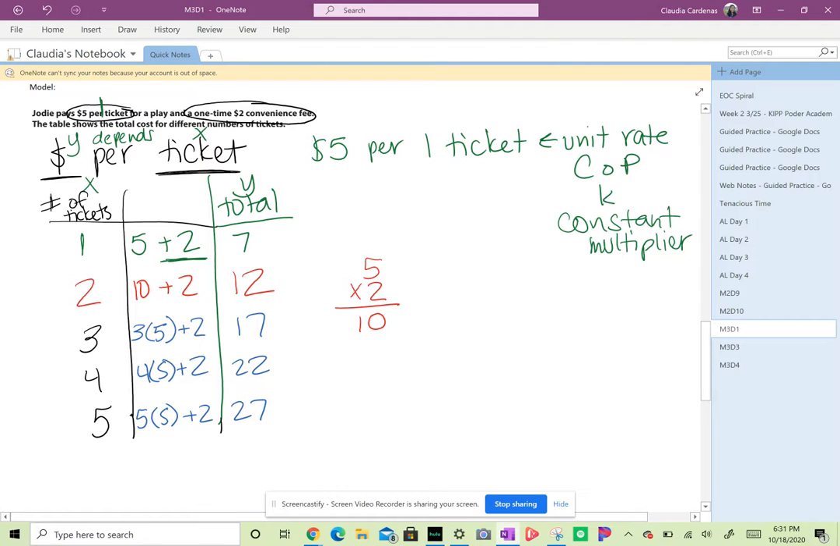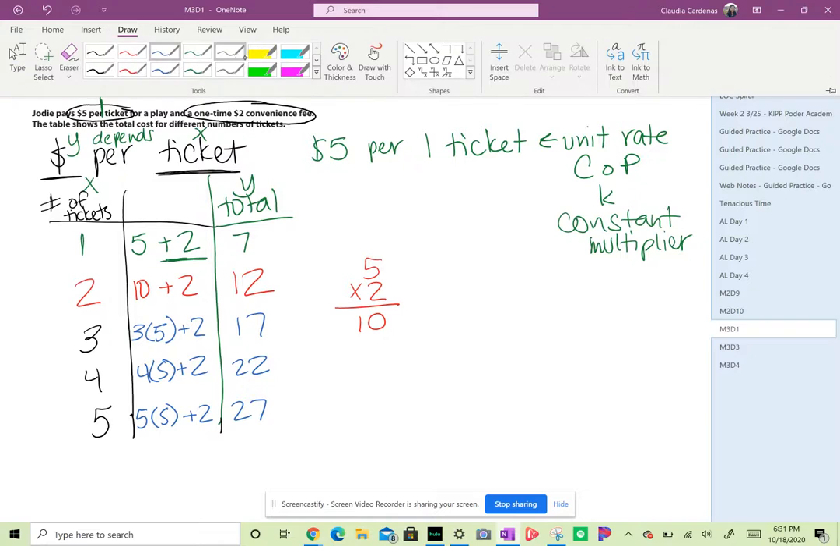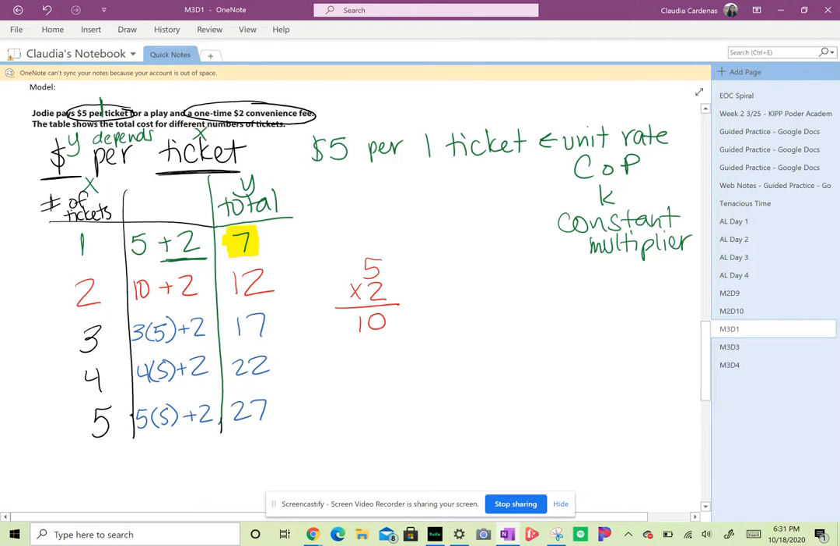Okay, so now that we've done some discussion and reflection on our previous two problems as a class, let's think about these last two questions. How much more than $5 does Jody pay for one ticket? So when we're looking here at the one ticket, we see that she pays a total of $7. So in other words, she just paid $2 more because of that fee. Well, how much more if she bought 5 tickets? Well, 5 tickets cost $25. 5 times 5 is 25. And since our total is 27, again, she only paid $2 more.